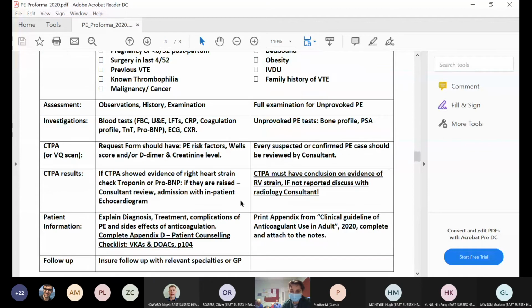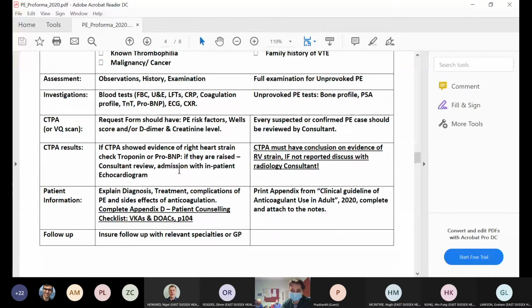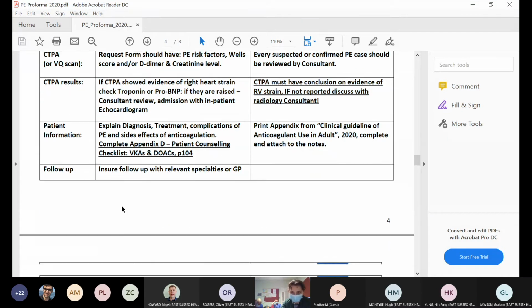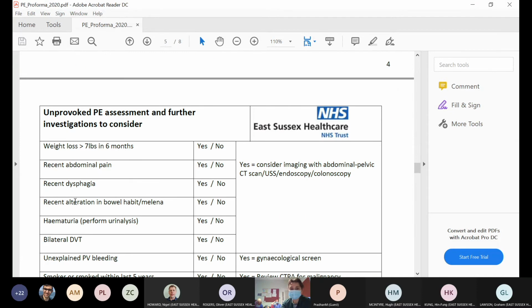So I have stressed enough how important it is to report right ventricular strain on CTPA, and we're talking about it if we have time. We don't have time. Oh my goodness. So maybe later, another time.